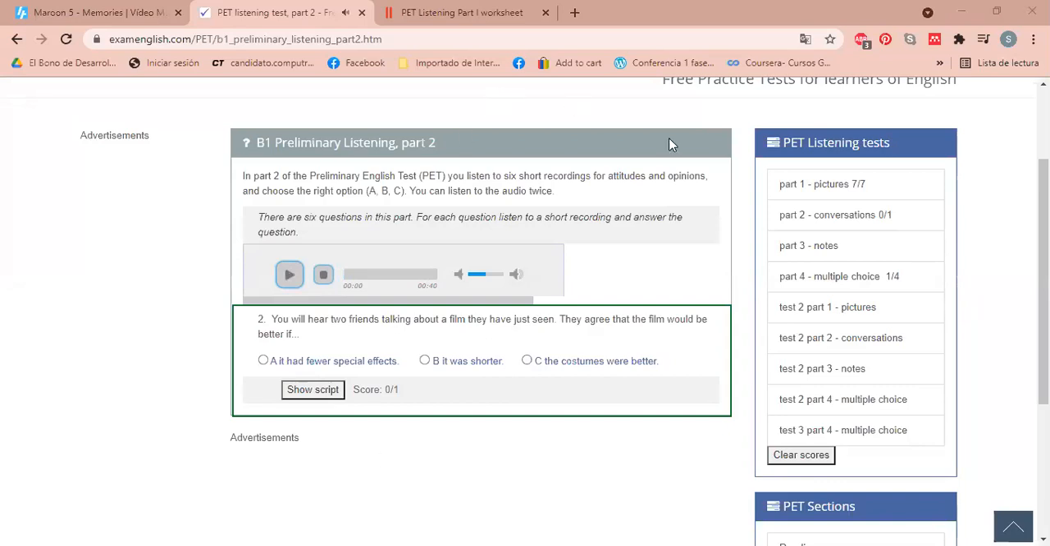Okay, guys, which option would you choose? A, B, or C? Okay, I have an A and a couple of C. C's answer. Let's check this out. It's not about the costumes. No es la respuesta correcta la de los disfraces o la vestimenta. What do you think? It was shorter or it had fewer special effects then?